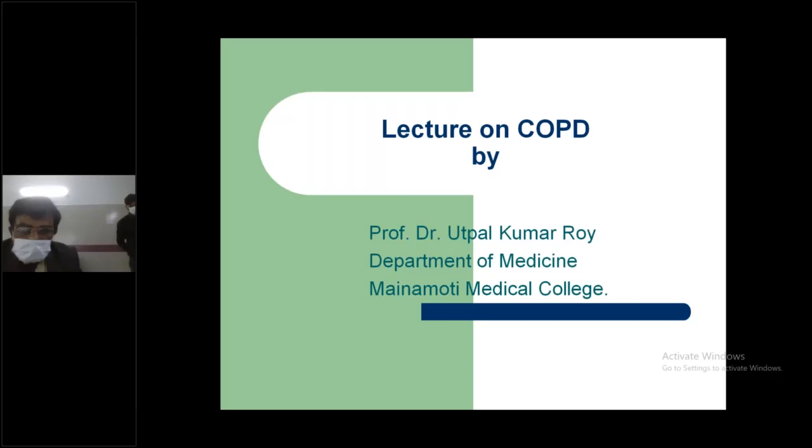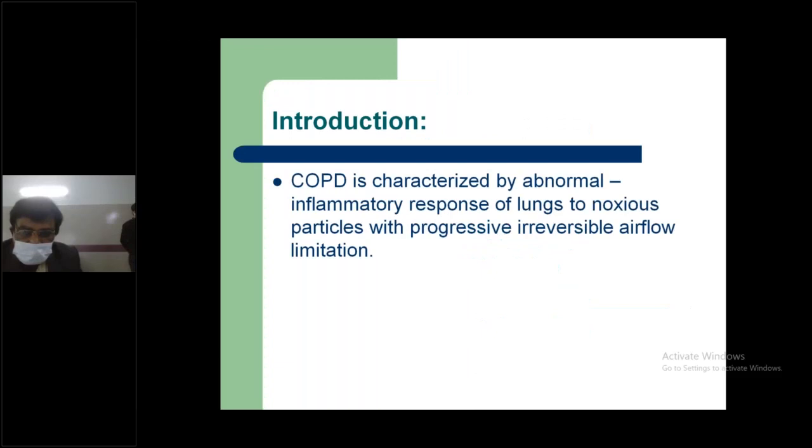So COPD comprises two diseases. One is chronic bronchitis and another is emphysema. COPD is characterized by an abnormal inflammatory response of the lungs, especially the terminal bronchioles and the alveoli. These parts of the lung are affected in case of COPD by noxious particles. Noxious particles means dust particles and some toxin. For example, dust, fumes, bacteria, virus, all these are noxious particles, with progressive irreversible airflow limitation.